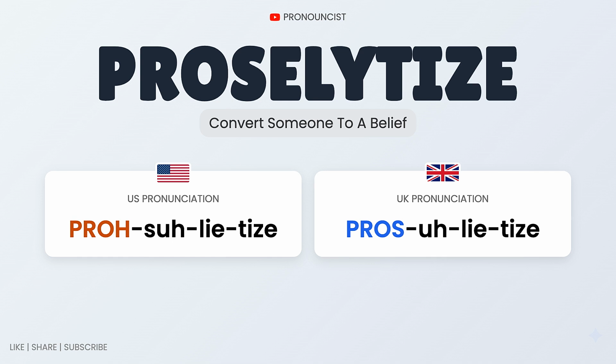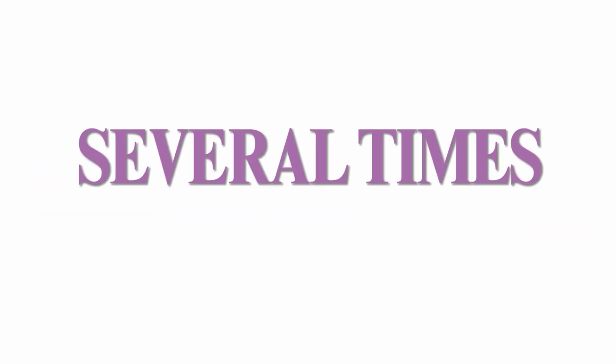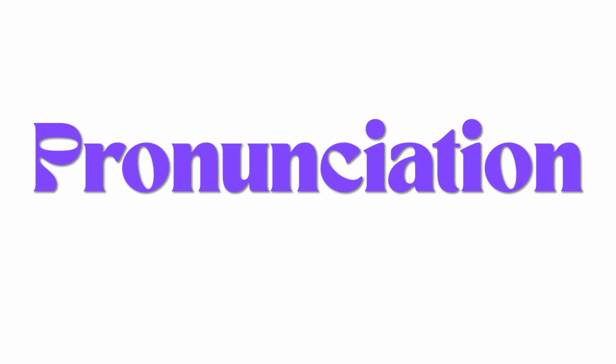Proselytize. Practice repeatedly and you'll soon be able to say this word perfectly. The best way to practice is to repeat the syllables multiple times. The meaning of the word is convert someone to a belief. Try repeating this word several times to improve your pronunciation.